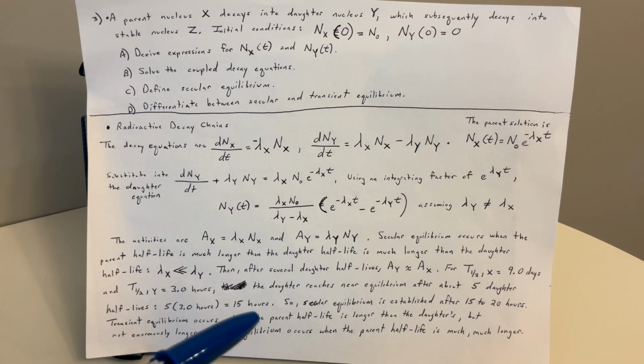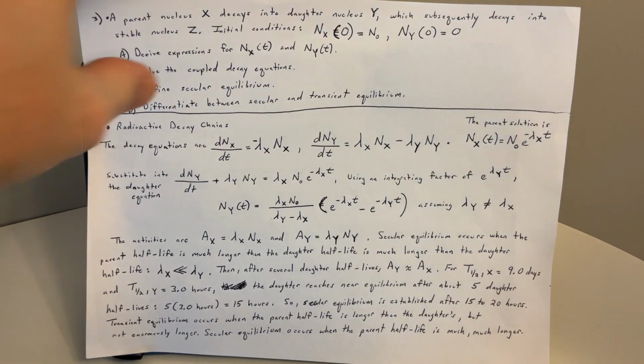Transient equilibrium occurs when the parent half-life is longer than the daughter's, but not enormously longer. Secular equilibrium occurs when the parent half-life is much longer. Okay, so that takes care of number 3.